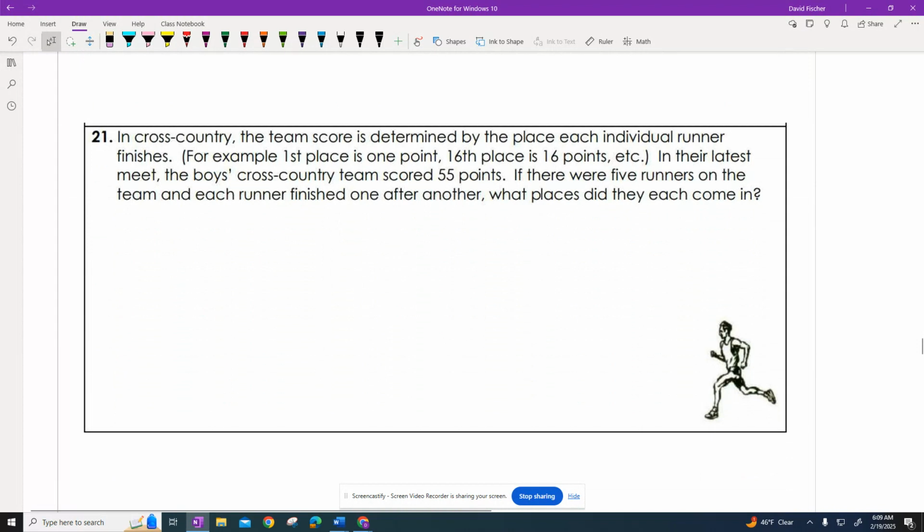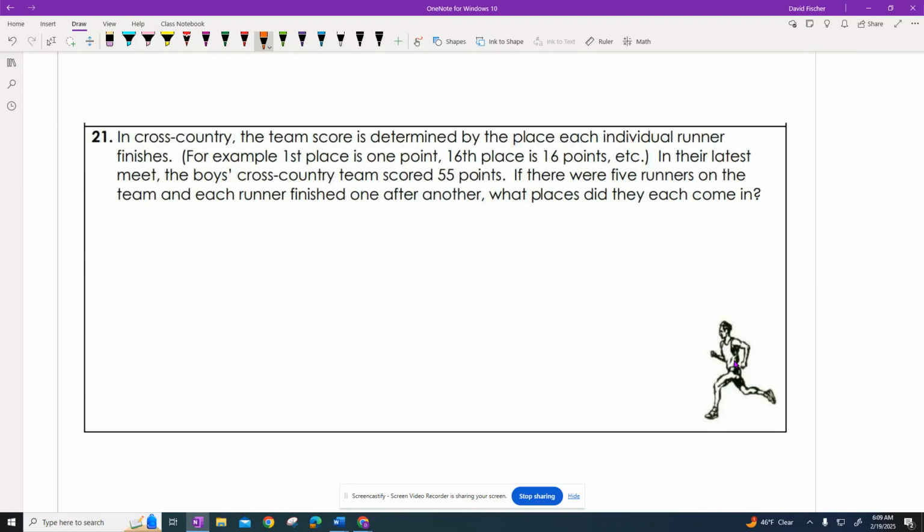In cross country, the team's score is determined by the place of individual runners' finishes. For example, first place is 1 point, 16th place is 16 points. At their latest meet, boys cross country team scored 55 points altogether. There's 5 runners that come in. Each runner finished one after another. That's kind of strange, but I guess it could happen.